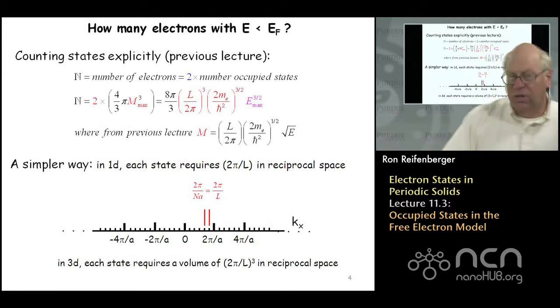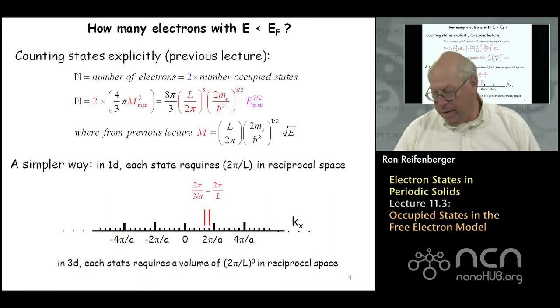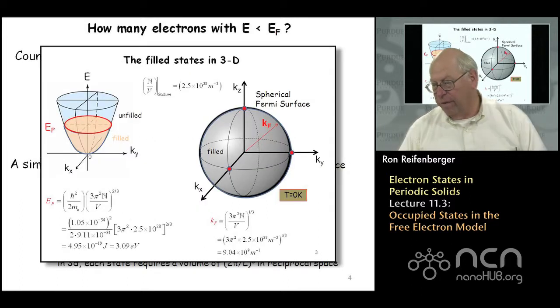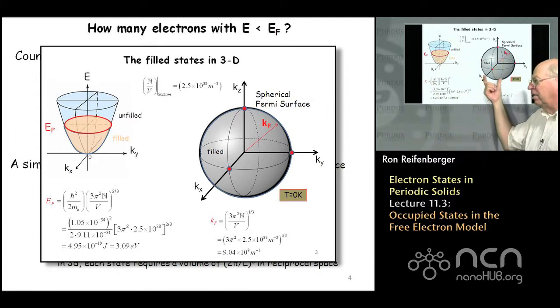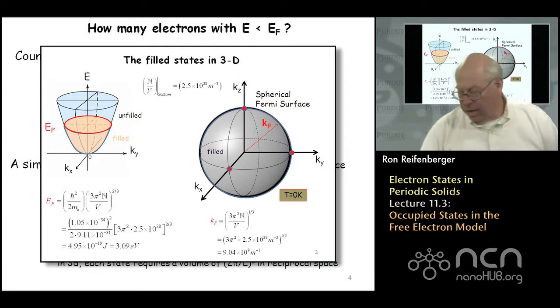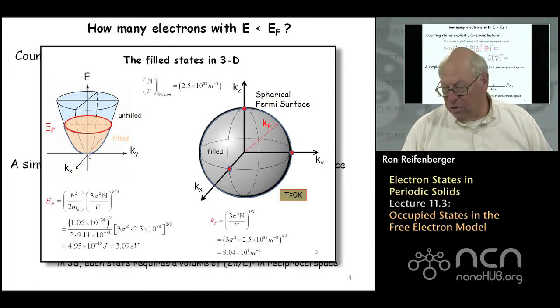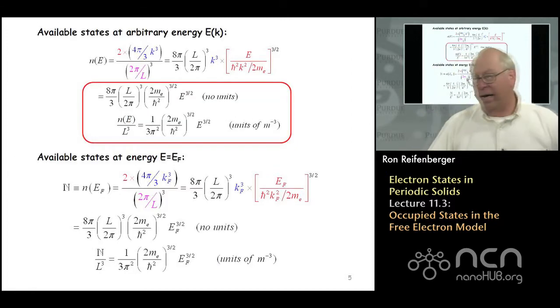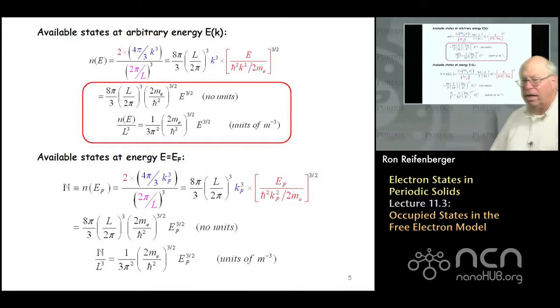So once you realize that, and if you appreciate the idea that all the states that are filled at T equals 0 are contained inside of a sphere of radius k sub F, right? Once you realize those two facts, then you can calculate the available states at some arbitrary energy E as a function of the k vector of that particular energy state.